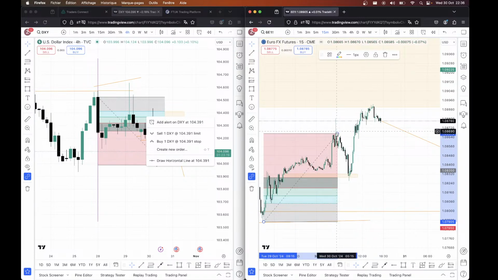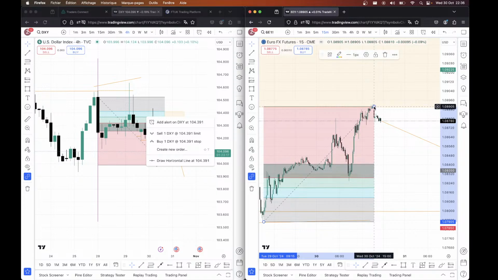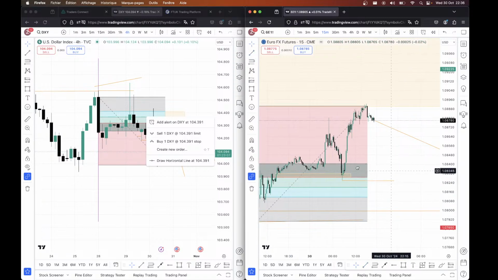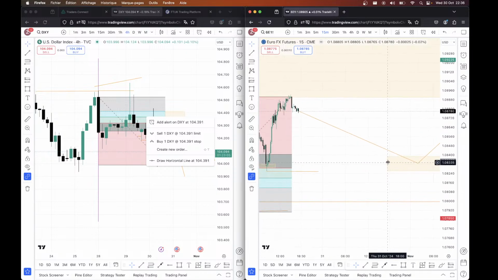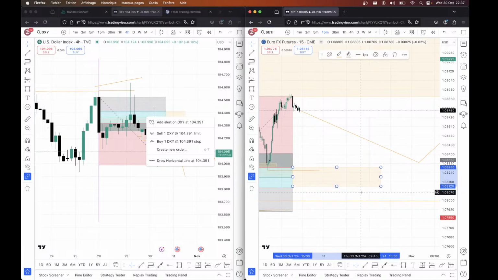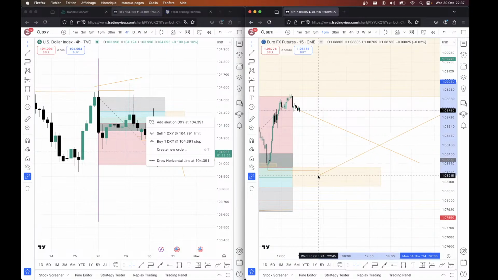So from now, I would expect price to come back to my initial level, which is this one. Maybe taking this low. That's completely possible. And I will still be long on the euro. That's a complete possibility.